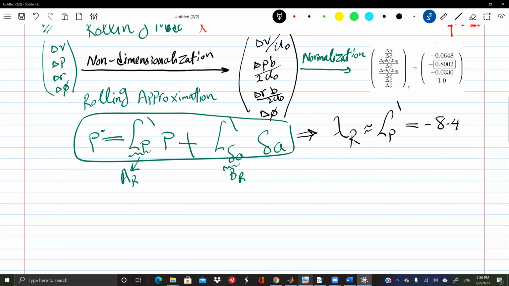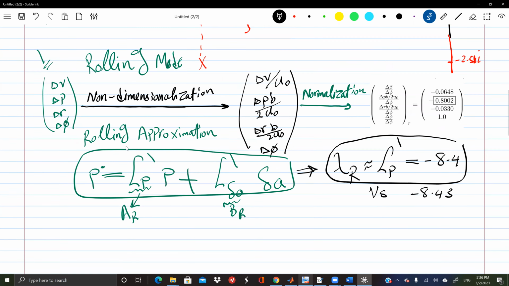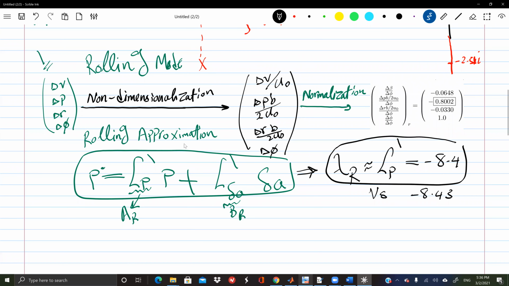So this approximation gives the eigenvalue of the rolling mode as negative 8.4, versus negative 8.43. So it's less than 1% error. It's a very accurate approximation for the rolling motion of the airplane, which was expected to be accurate. Why? Because the eigenvector was crystal clear. It's just rolling motion.